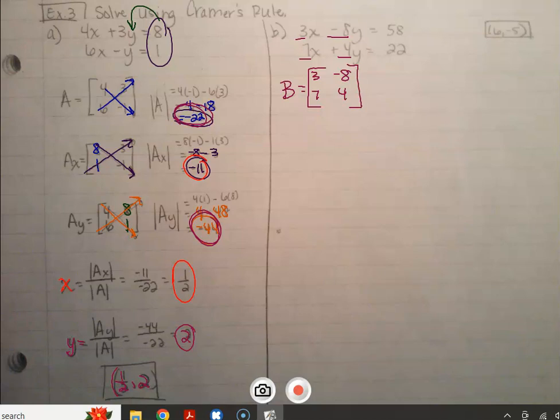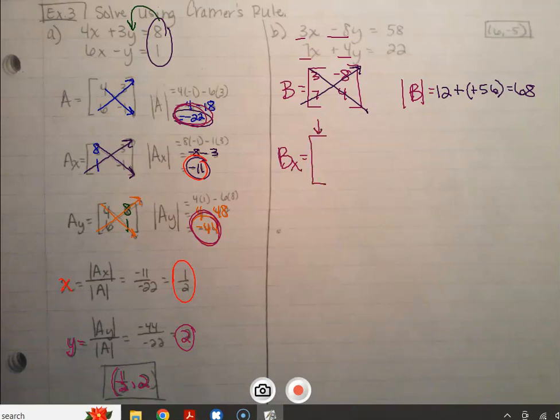Okay, so the determinant of B then is going to equal 3 times 4 is 12, minus 7 times negative 8 is negative 56. So that's addition, minus a negative, is 68. Okay, that's 68. Okay, so now let's do B sub x.